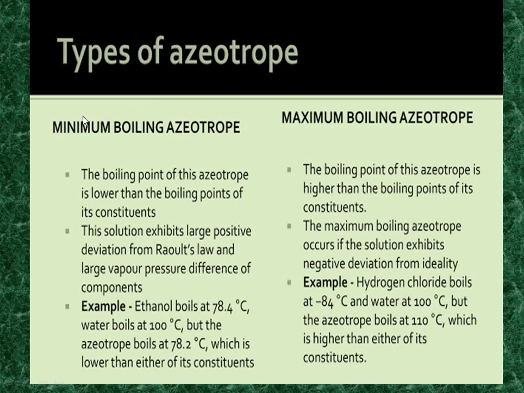Now next is types of azeotrope. We have two types of azeotrope: minimum boiling azeotrope and maximum boiling azeotrope. For this topic you have to remember our first lecture, in which we studied non-volatile solutes. In that we discussed what is positive deviation and what is negative deviation. On the basis of that positive and negative deviation, the minimum boiling azeotrope and maximum boiling azeotrope arise. Those solutions which show positive deviation from Raoult's law will show the minimum boiling azeotrope.